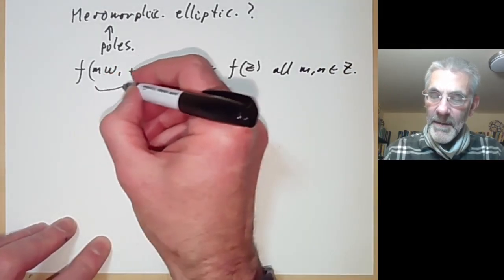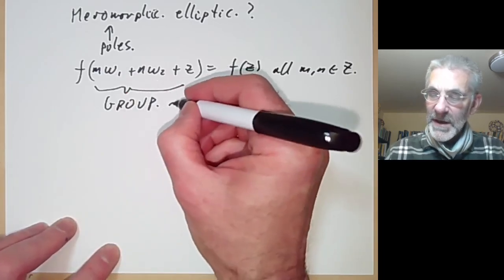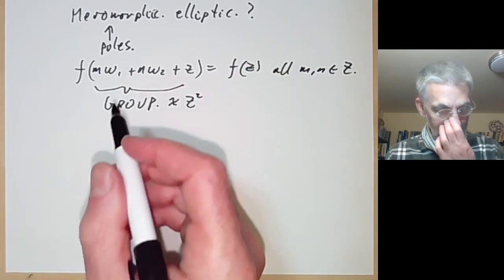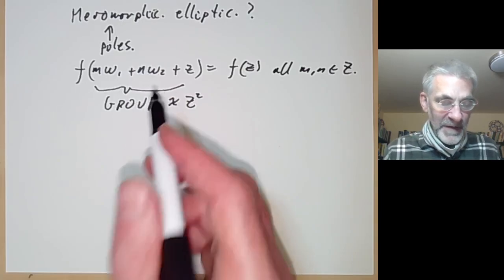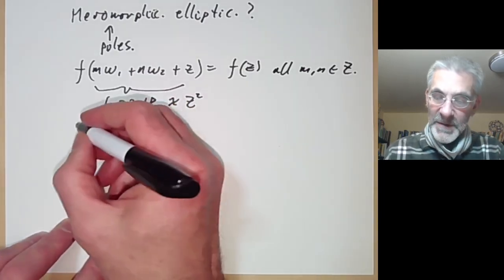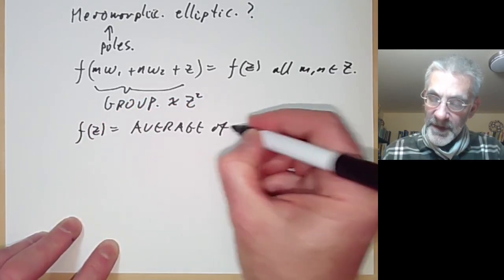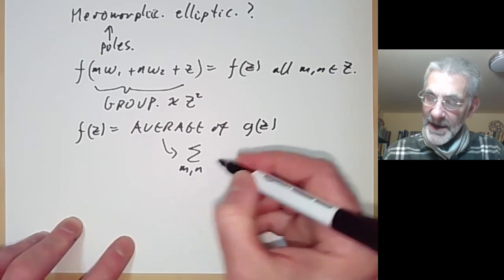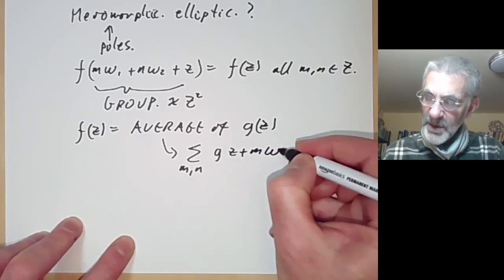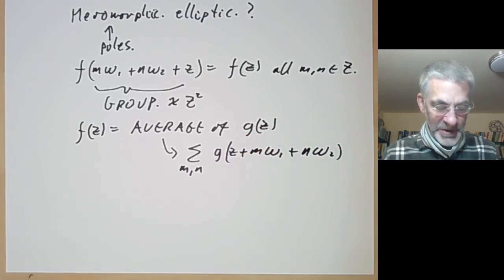What we notice here is that we have a group of translations of the complex numbers, and this group is isomorphic to the sum of two copies of Z. If we've got any group, there's a very simple way of making functions invariant under the group, which is to take an average of a function. So we can just take f of z to be the average of g of z. This average just means we sum over all m and n of g of z plus m omega 1 plus n omega 2. So this obviously gives an elliptic function, right? Well, not quite so fast.